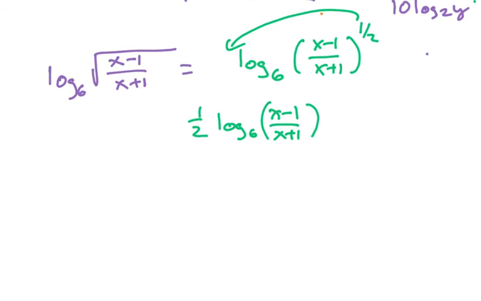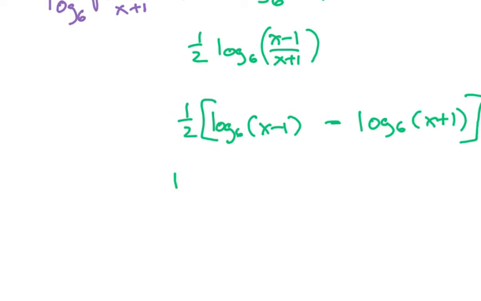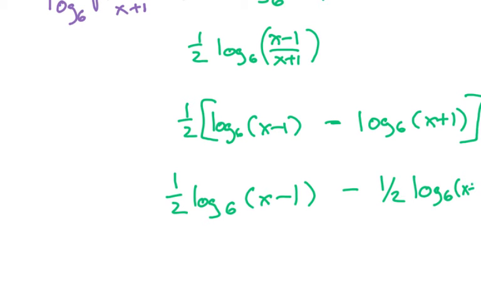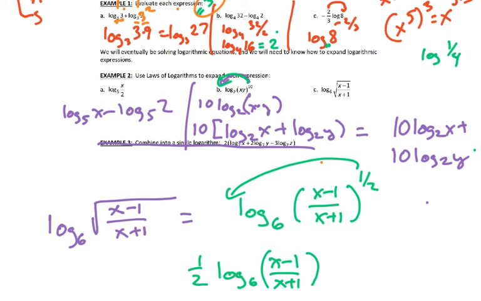Again, when we divide, we subtract. And because this 1/2 is affecting both, we've got to keep it in parentheses. And if you wanted to write it out like this, you can at the end. So I'm just distributing the 1/2 into both. Awesome. Okay. All right.